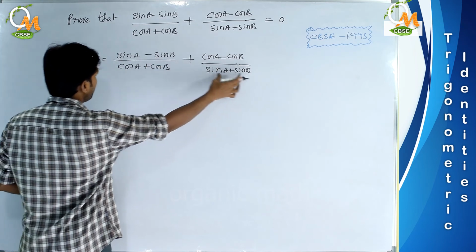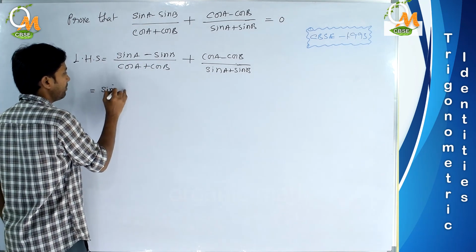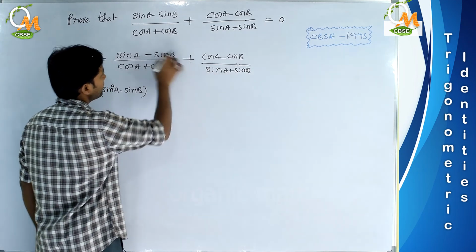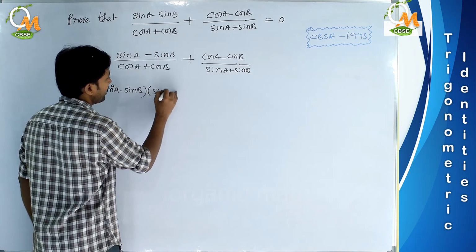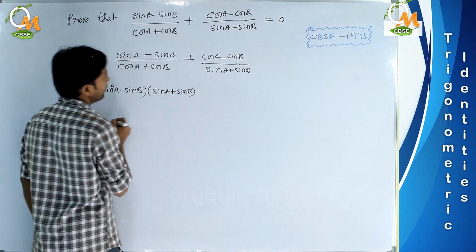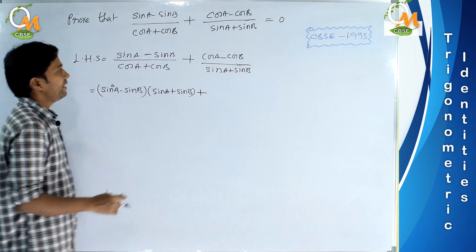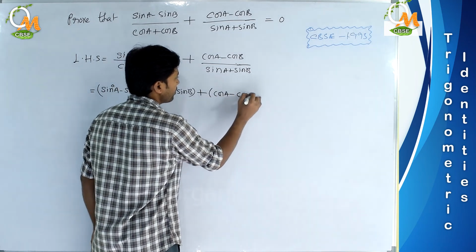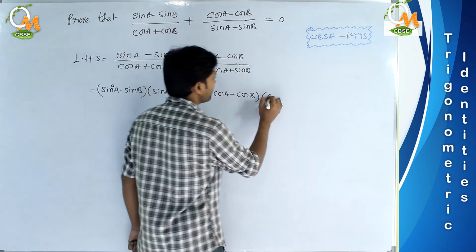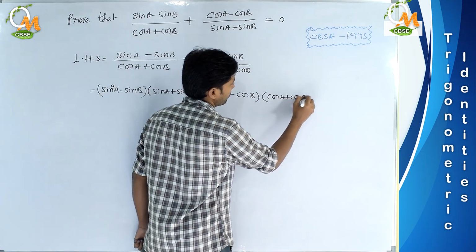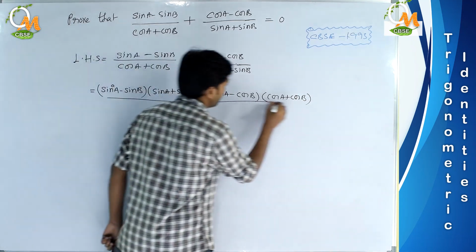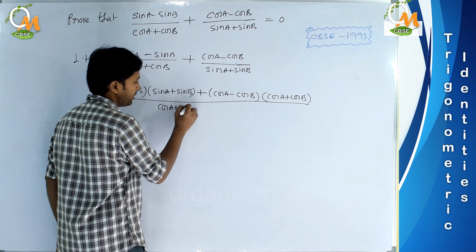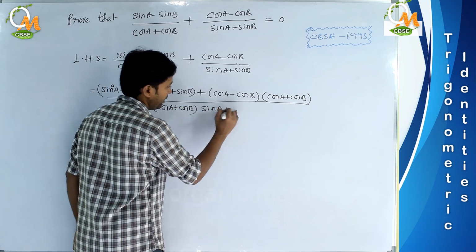On taking the LCM, we need to do cross multiplication. Sin A minus sin B into sin A plus sin B, plus cos A minus cos B into cos A plus cos B, upon cos A plus cos B into sin A plus sin B.